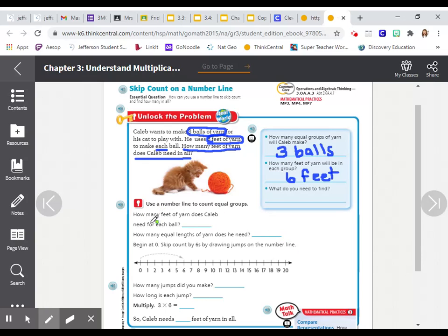So first, how many feet of yarn does Caleb need for each ball? Well, we answered that question up here. He needs 6 feet, and we can abbreviate feet into FT, period. How many equal lengths of yarn does he need? Well, each equal length is a ball of yarn, okay? So he needs 3 equal lengths for his 3 balls of yarn. So 3 equal lengths.